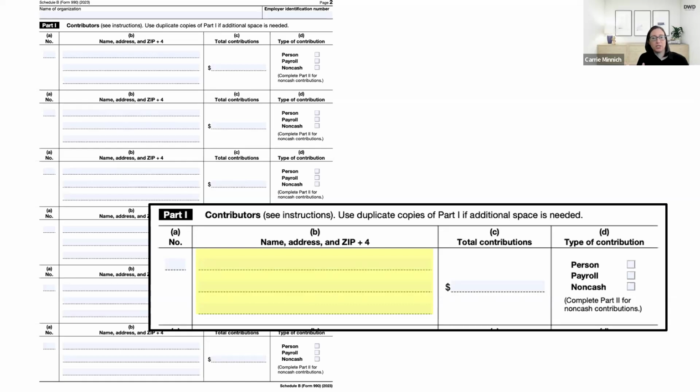So the public inspection copy will just have a dollar amount in column C there for total contributions. It will not have the name and address. So you want to make sure again that that is not open for public inspection.